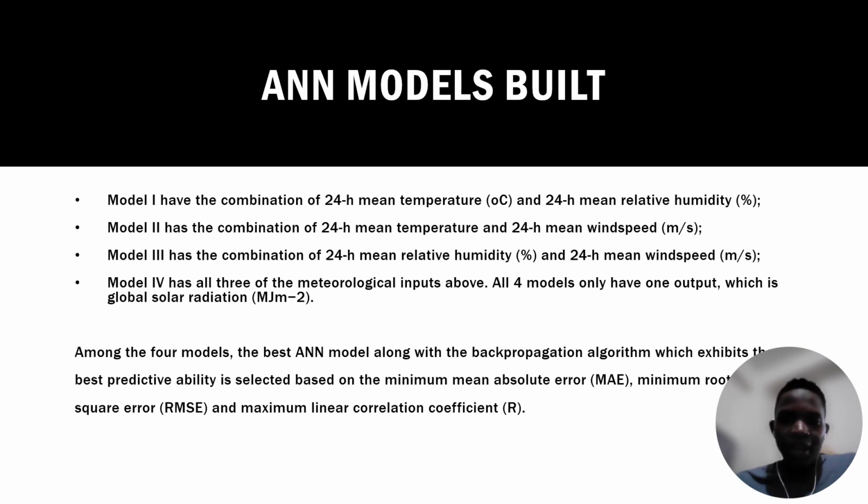So all our 4 models have one output, which is the global solar radiation, and we can go back and apply this to our architecture as we saw, and it actually fits in properly. Among the 4 models, the best artificial neural network model with the backpropagation algorithm, which exhibits the best predictive ability, is selected based on the minimum mean absolute error, or MAE, minimum root mean square error, RMSE, and maximum linear correlation coefficient, the formulas of which I think can be easily found online.